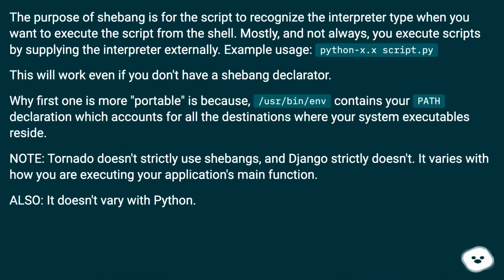The purpose of the shebang is for the script to recognize the interpreter type when you want to execute the script from the shell. Mostly, and not always, you execute scripts by supplying the interpreter externally. Example usage: python x.x script.py. This will work even if you don't have a shebang declarator. The reason the first one is more portable is because /usr/bin/env contains your path declaration, which accounts for all the destinations where your system executables reside. Note, Tornado doesn't strictly use shebangs, and Django strictly doesn't. It varies with how you are executing your application's main function. Also, it doesn't vary with Python.